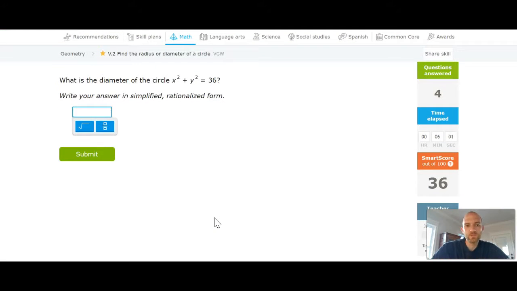Similar equation here. What's the diameter of the circle? x squared plus y squared equals 36. To find the radius, we're going to take the square root of 36, which is 6. But if I type that in as my answer, it's going to tell me I'm wrong, because it's not asking for your radius anymore, it's asking for the diameter. And so the diameter of the circle is going to be 2 times the radius. So 2 times, we said the radius is 6. 2 times 6 would give us 12.